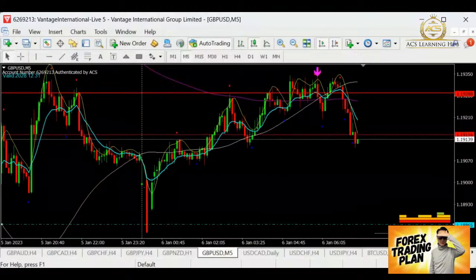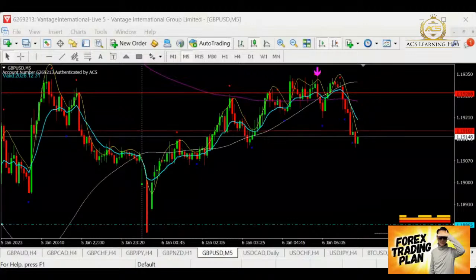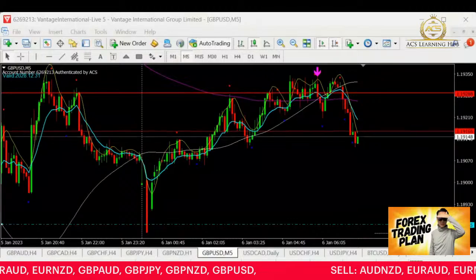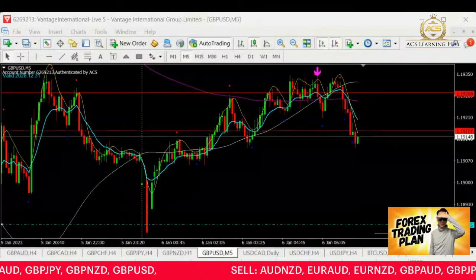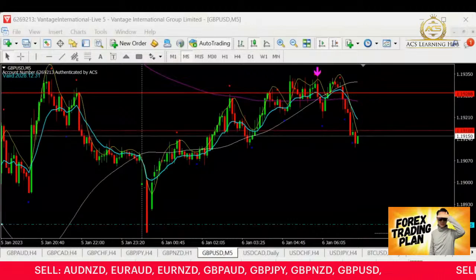And let me see what we have to share with everyone. We have all these currency pairs here, to test out for everybody. For now, I'm going to focus on selling with Aussie Kiwi, Euro Aussie, Euro Kiwi, Pound Aussie, Pound Yen, Pound Kiwi, and Pound Dollar. All right, we have all these to focus on.